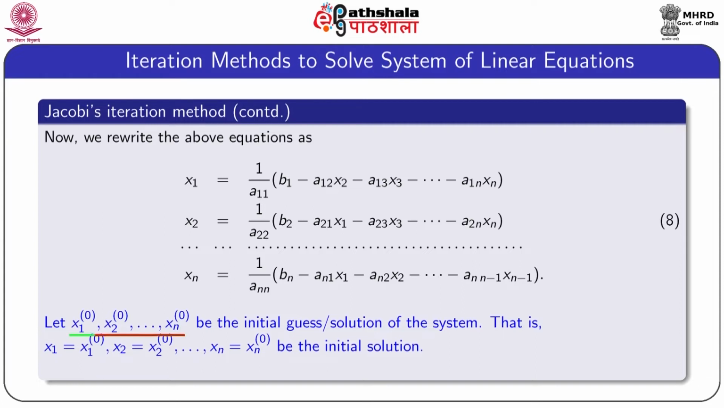Let x1^0, x2^0, ..., xn^0 be the initial guess or solution of the system of equations. Generally, we consider the zero vector (0, 0, 0) as the initial guess, that is x1 equal to x1^0, x2 equal to x2^0, ..., xn equal to xn^0 be the initial solution of the given system of equations.